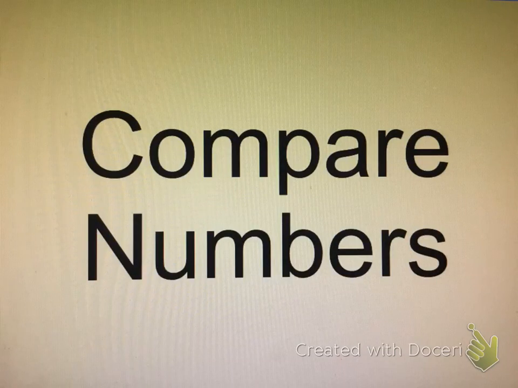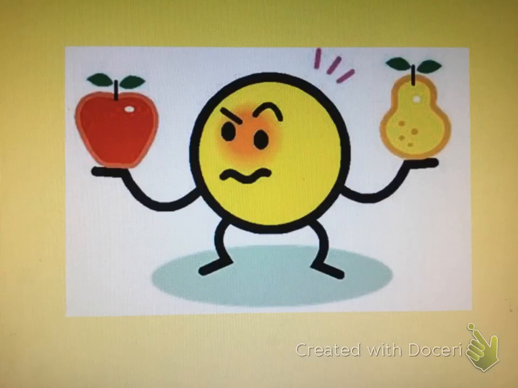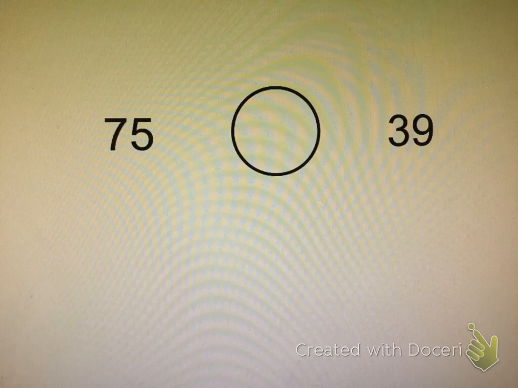Our lesson today is on comparing numbers. Our I can statement is pretty straightforward. I can compare two multi-digit numbers using greater than, equal to, and less than symbols. So in other words, when you're given two numbers, can you determine which one is greater than the other, or are they the same?